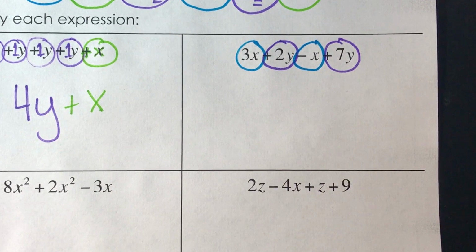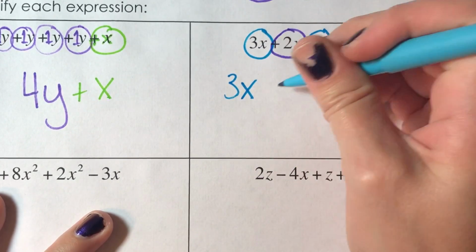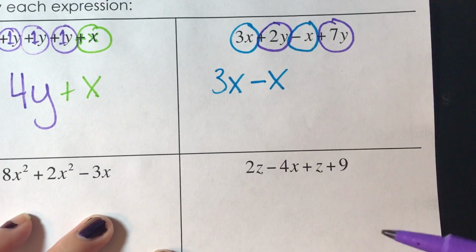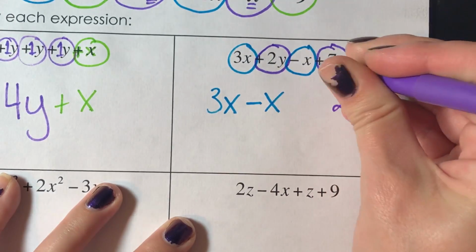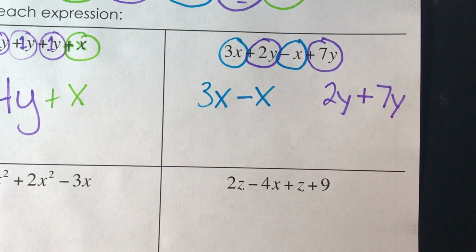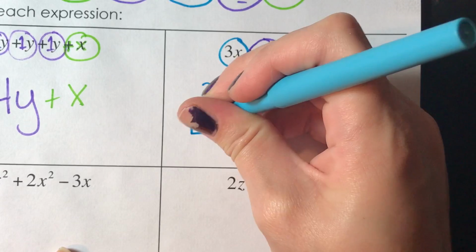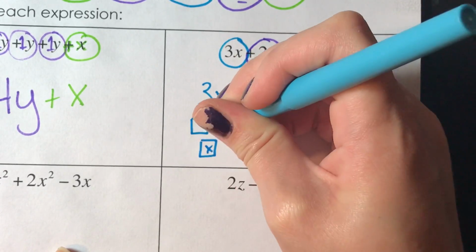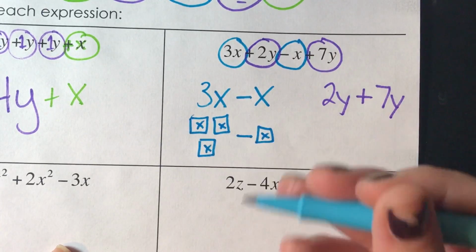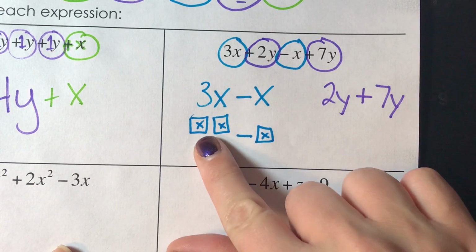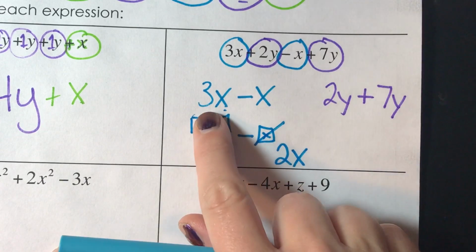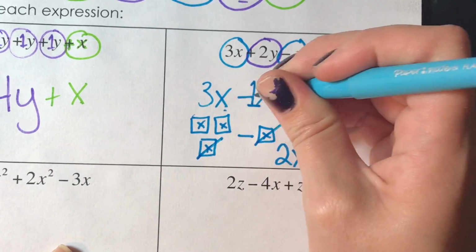So in blue I have 3x minus x. I take those symbols with it. And then in purple I have 2y plus 7y. So I'm going to put these together. Another way to think of it is, remember the boxes? If I have 3 X boxes, and I take away 1 X box, how many X boxes would I have left? So this cancels this out. I would only have 2 X left. Or if I just did 3X minus 1X.